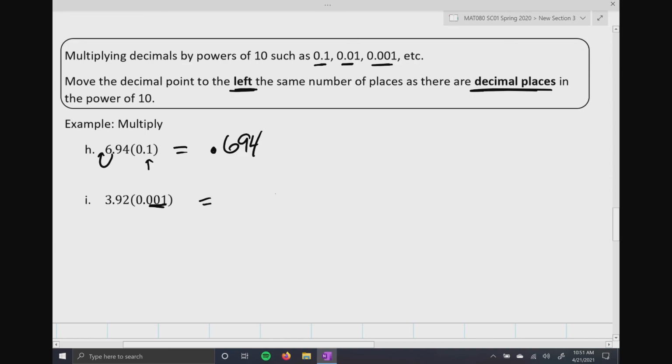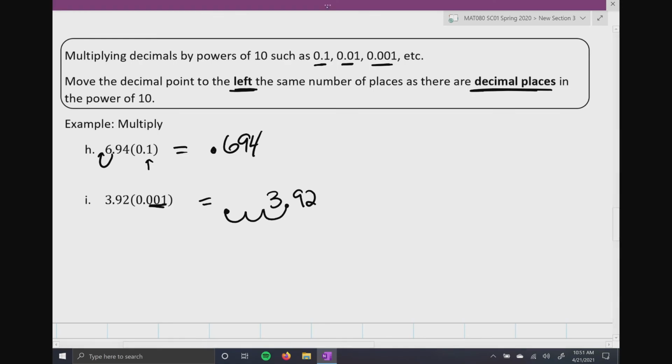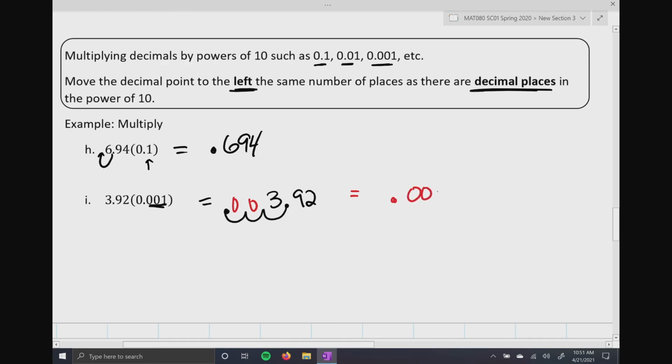So let me rewrite the number. 1, 2, 3. Here, I need to fill it in with some zeros. And then I just like to rewrite the number so it looks nice and clean. 0.00392. Are there any questions with that?